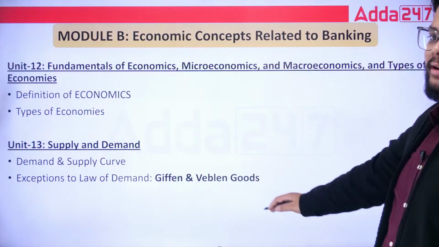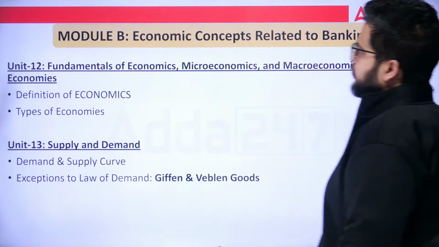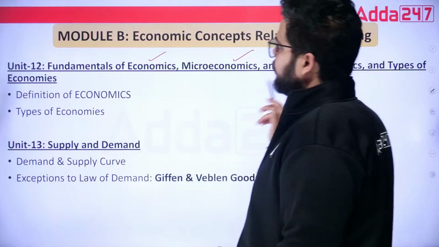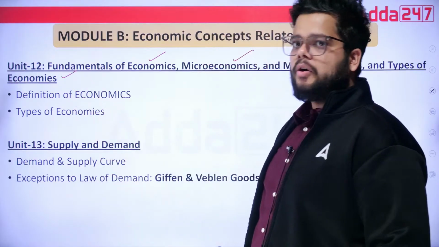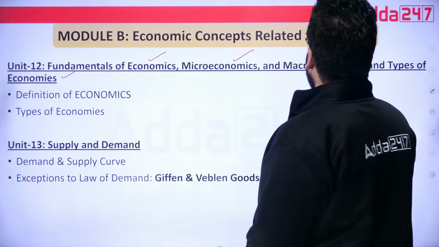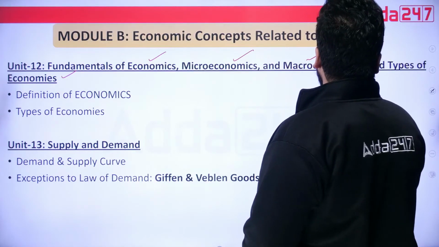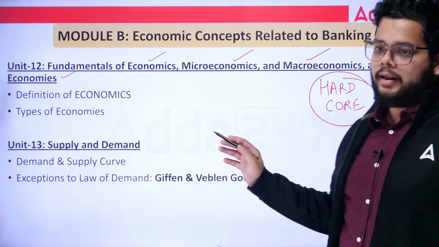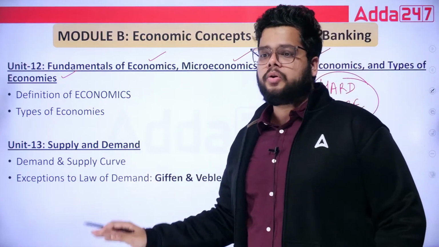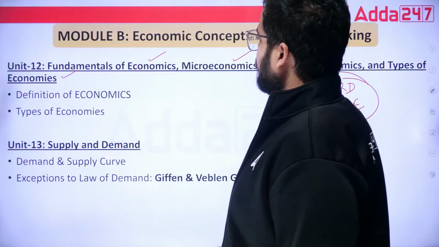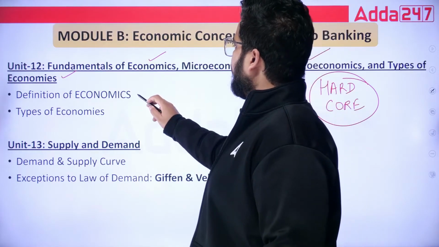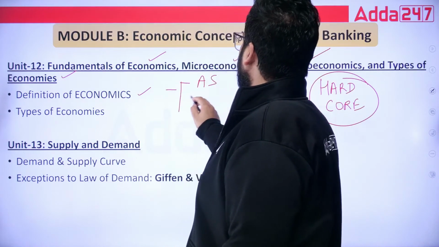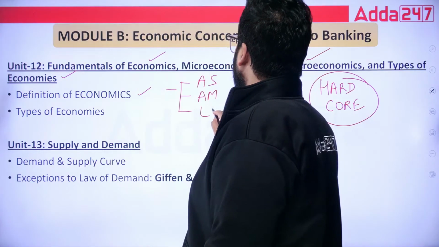Chapter wise I have enlisted these topics, starting off with unit number 12, fundamentals of economics, micro and macroeconomics, and types of economies. So unit 12 talks about the hardcore economics, as we call it, because the concepts related to economics as a subject we will be discussing here, not only in unit number 12 but also in unit number 13. So in fundamentals of economics, we will be looking into the definition of economics, the three major definitions. First one being given by Adam Smith, then Alfred Marshall and Lionel Robbins.